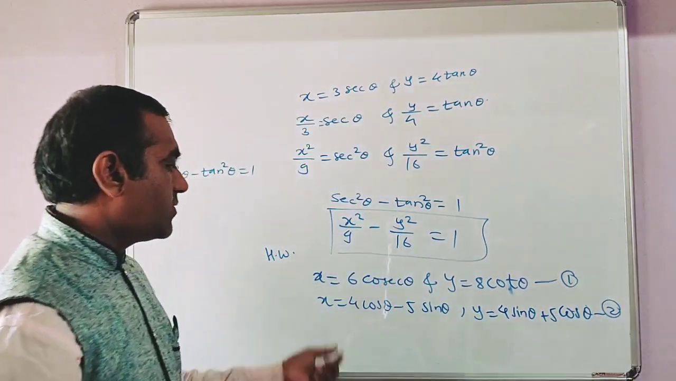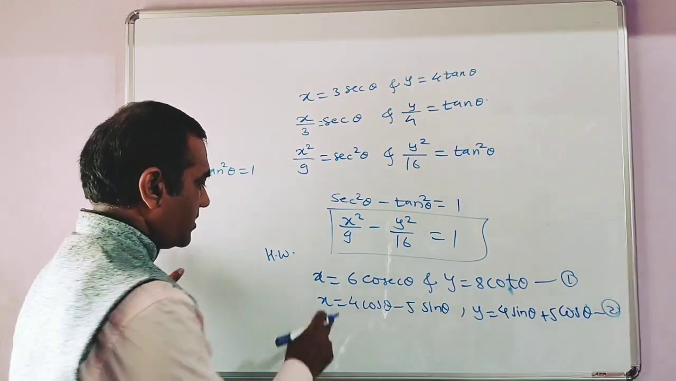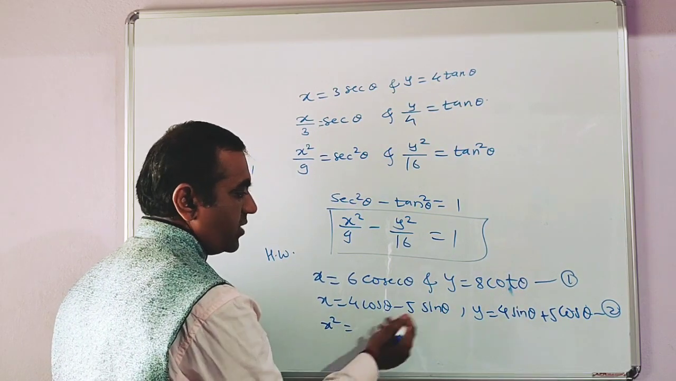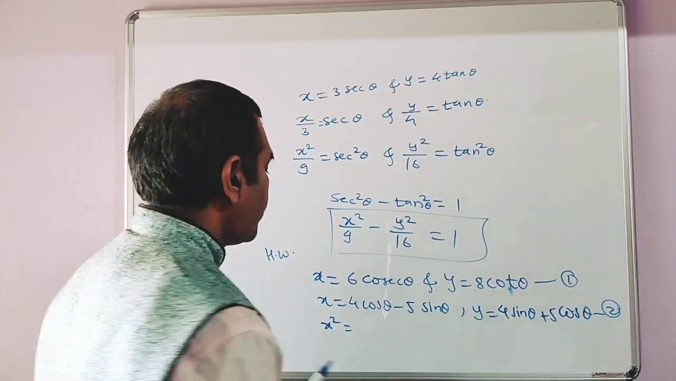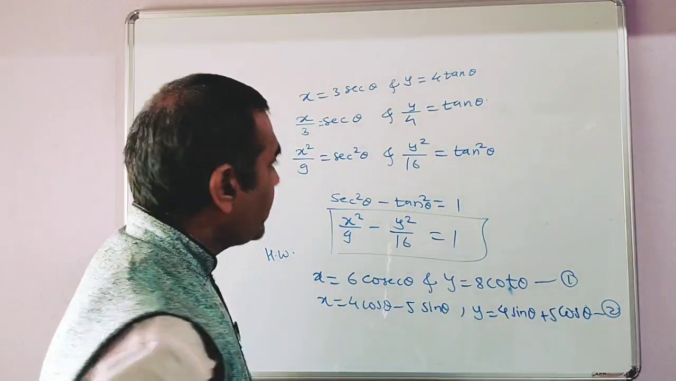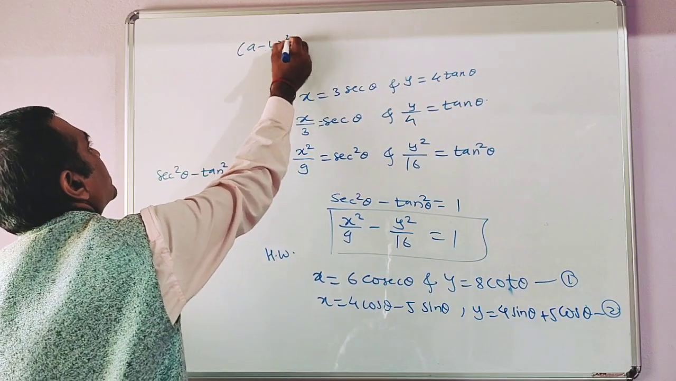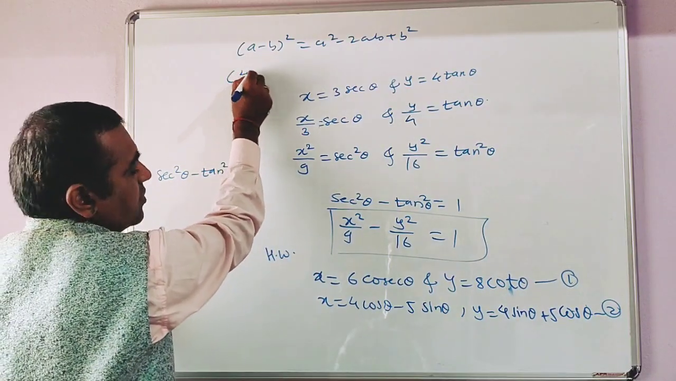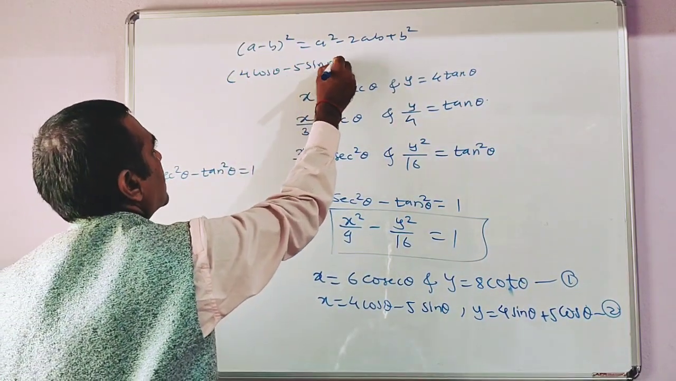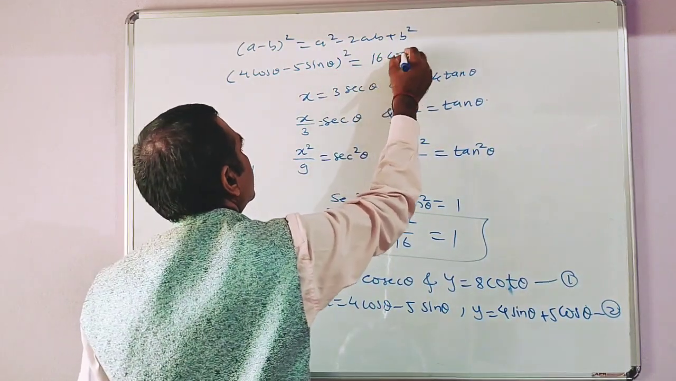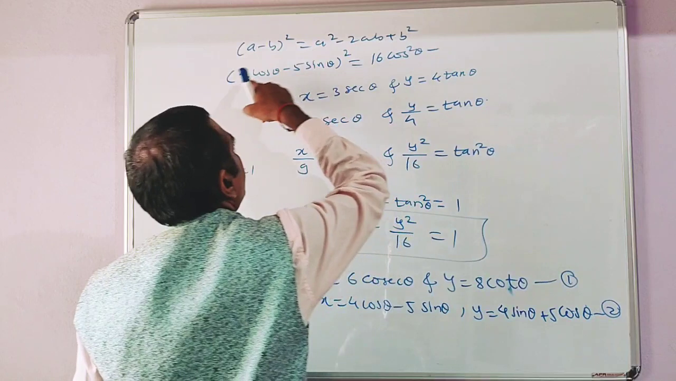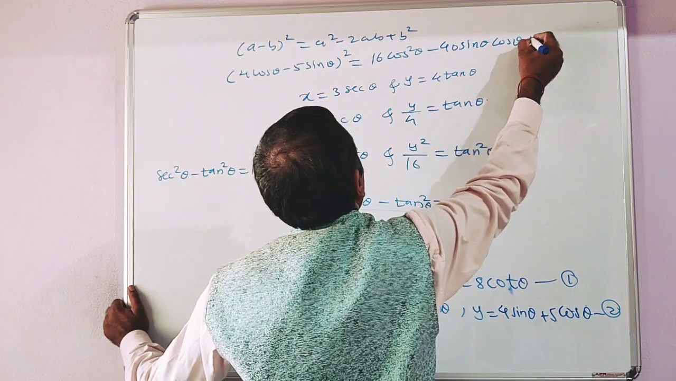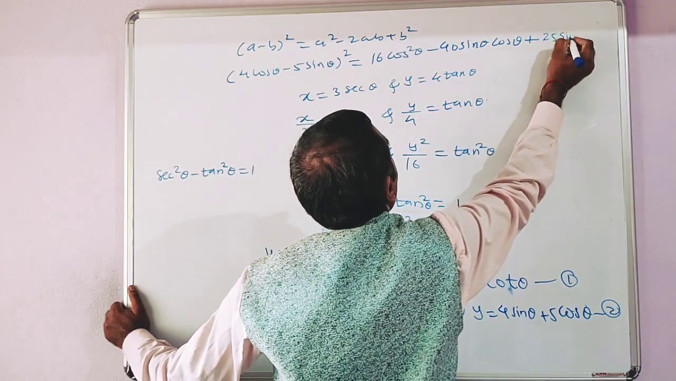Here what we have to do is square on both sides. x square is equal to (a minus b) whole square, and y square is (a plus b) whole square. You have to use the identity formula: (a minus b) whole square is equal to a square minus twice ab plus b square. So for 4 cos theta minus 5 sin theta, this will be 16 cos square theta minus 2 times 4 times 5, which is 40 sin theta cos theta, plus 25 sin square theta.